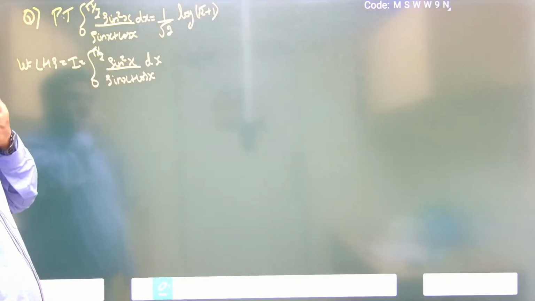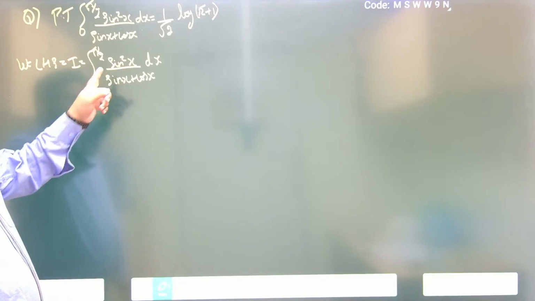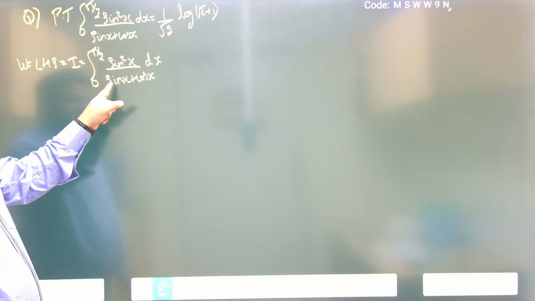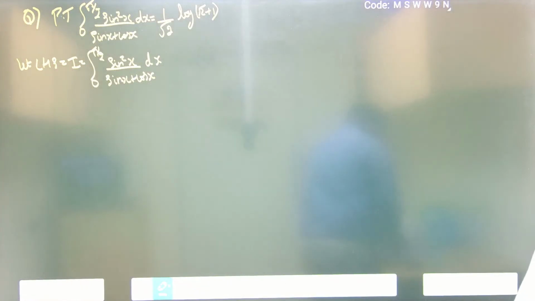Now what we have to do, friends? So 0 to pi by 2 is there. What is the step that I should follow? Sin square x is there, dx by sin x plus cos x is there. So what is the method that we should follow? Think about it. We have done the previous question on similar lines, 0 to pi by 2 sin square x by sin x plus cos x. I am giving you 1 minute to think about it.